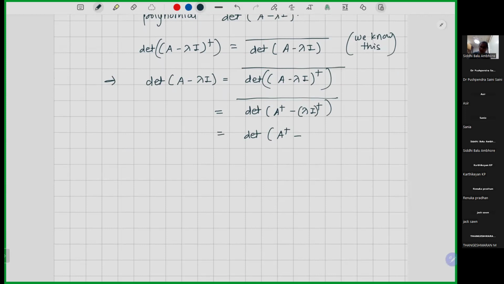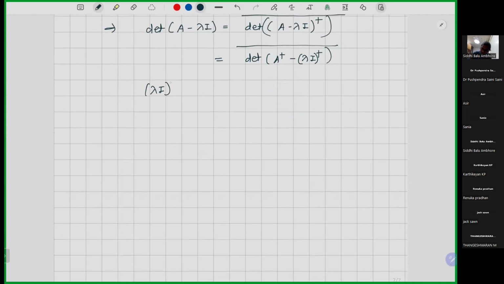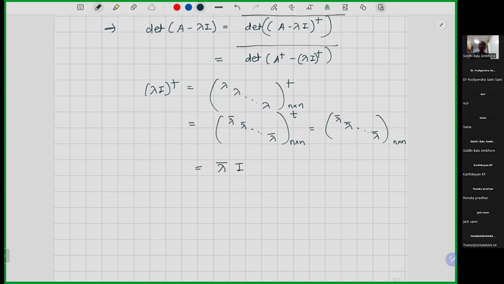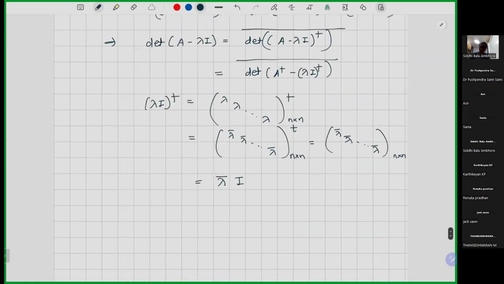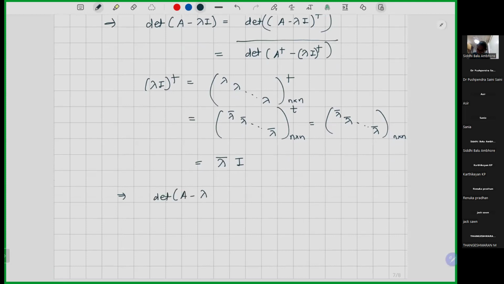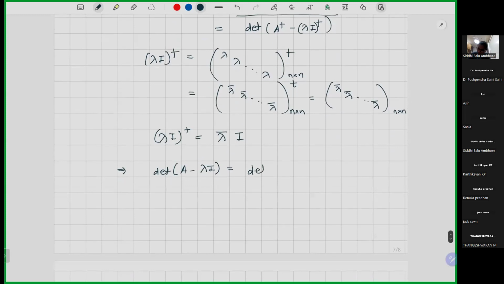And now what is the dagger of this entire thing? Understand that lambda I dagger is of this form, right? Lambda, lambda, lambda, lambda on the diagonal, and the dagger of this becomes lambda bar, and so on, lambda bar, and transpose. This is the same thing because it is a diagonal matrix and it is an n cross n matrix. So this is lambda bar I, the conjugate of lambda times I. So the determinant of A minus lambda I is equal to the determinant of A conjugate transpose minus lambda bar I, whole conjugate.